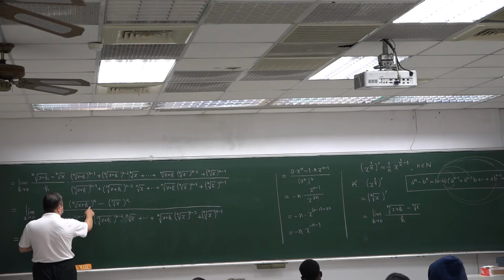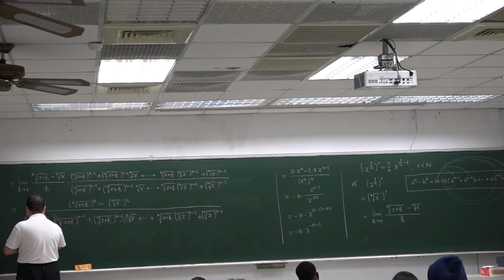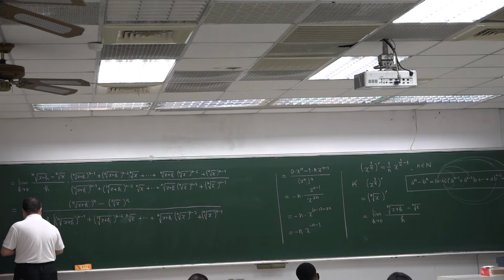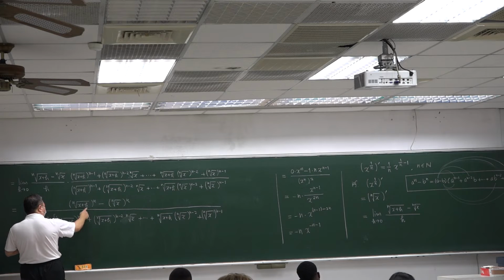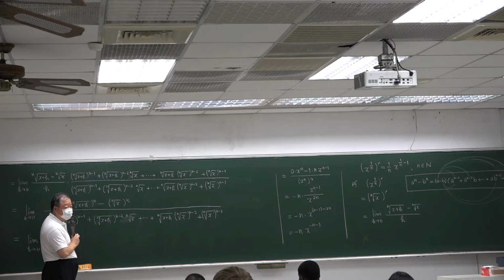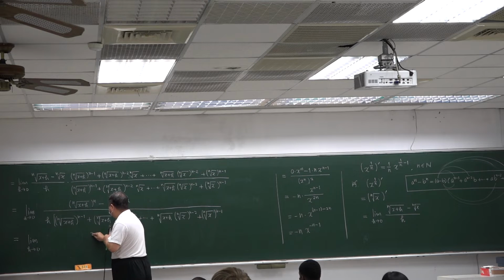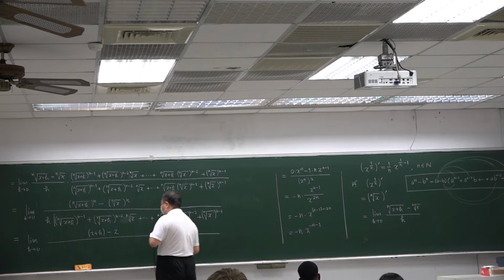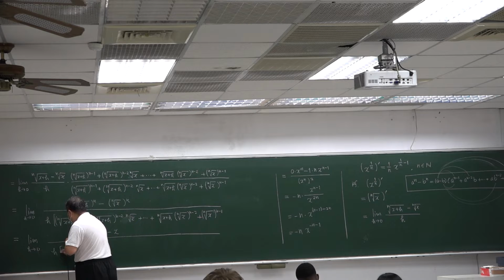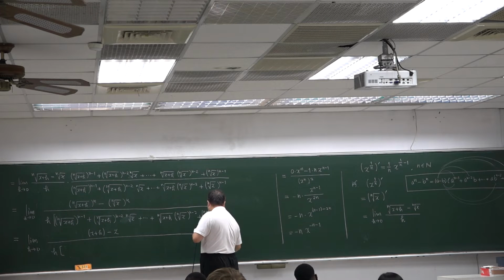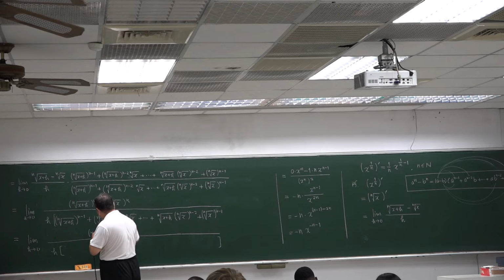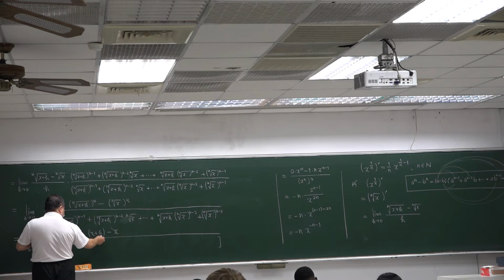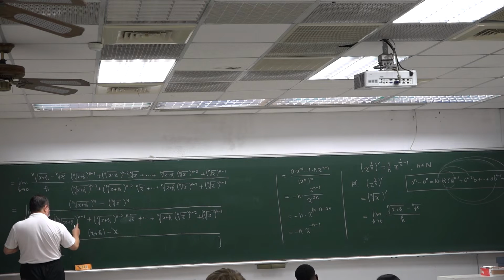So this one is x plus h, a number whose nth root then nth power is itself. x and x are cancelled. h and h are also cancelled. So this is 1.